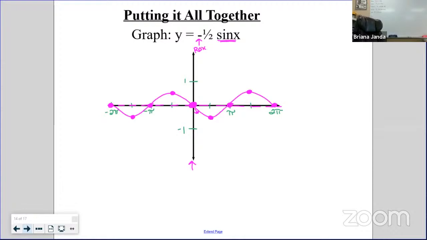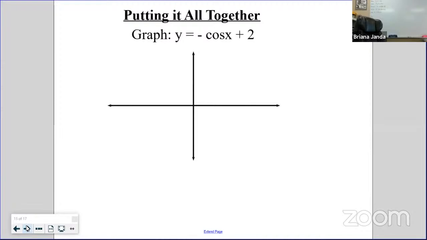All right, I think we have one more example here. Y equals negative cosine x plus 2. Today, nothing changes about our x-axis, so get those 4 tick marks out there. Label out to 2 pi in each direction.